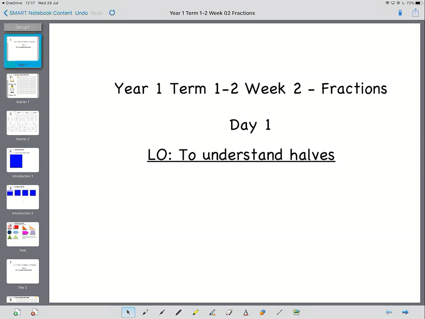Today we are focusing on fractions, and we're going to be doing this all week. We're starting with halves, and we're going to introduce quarters. But before we do that, we've got a counting on activity and an arithmetic starter.